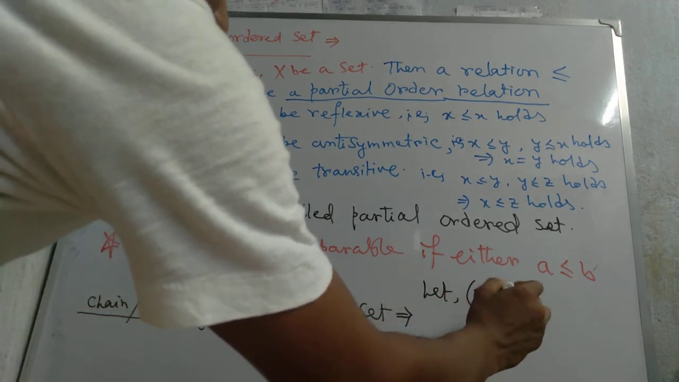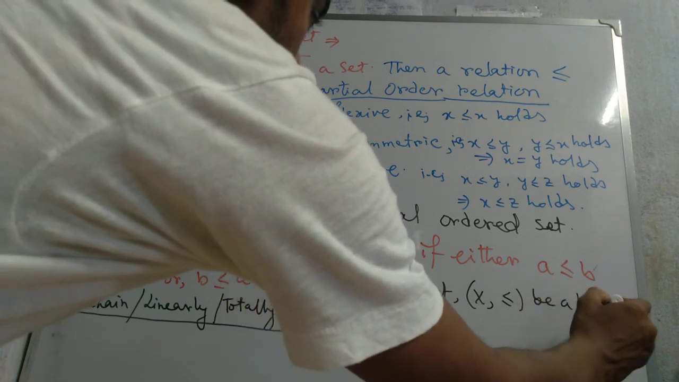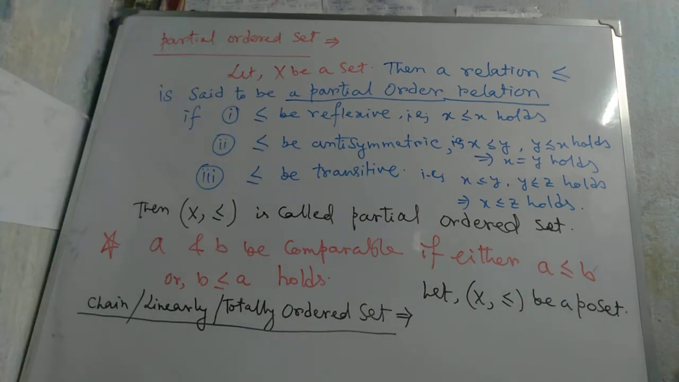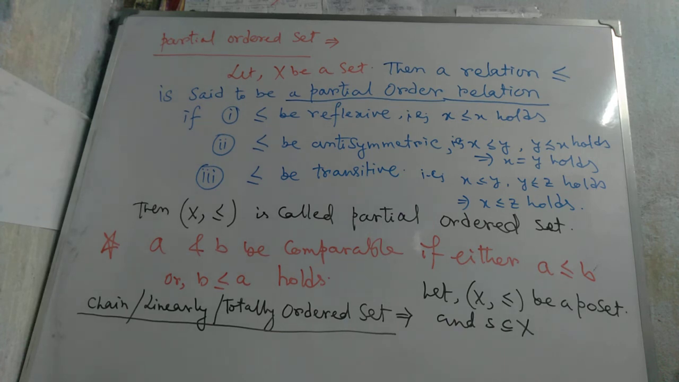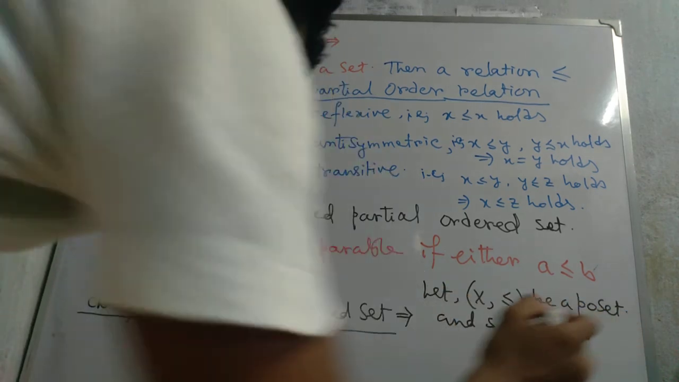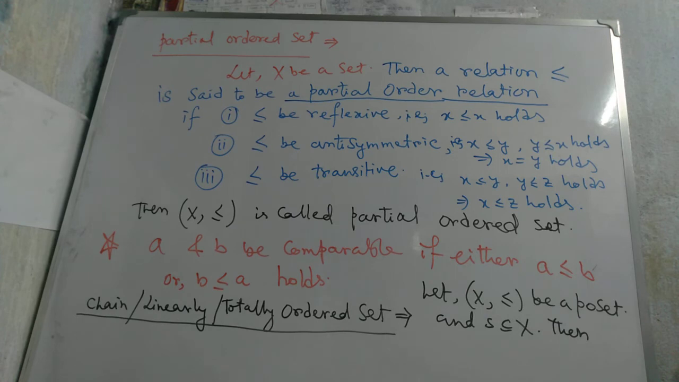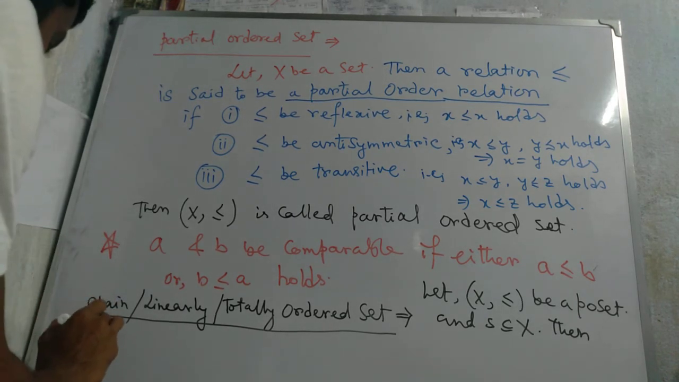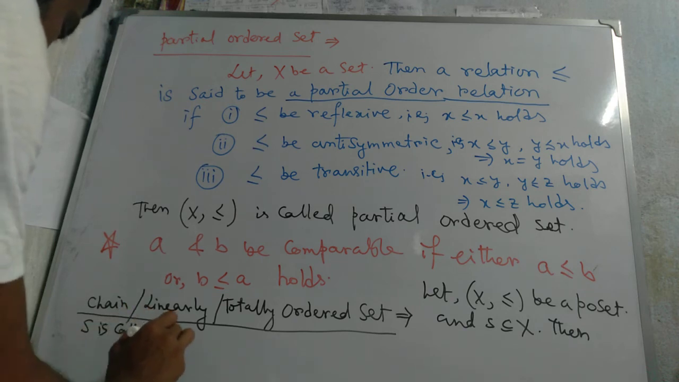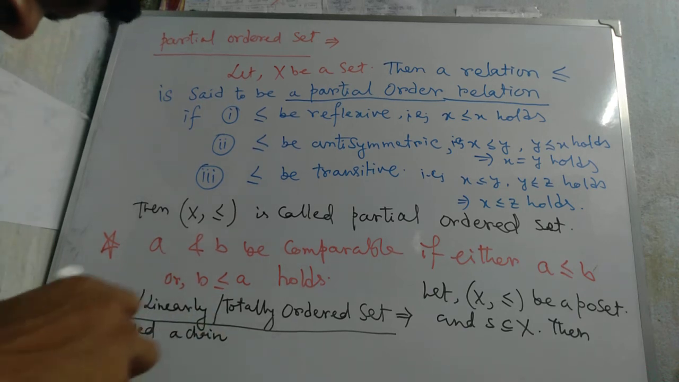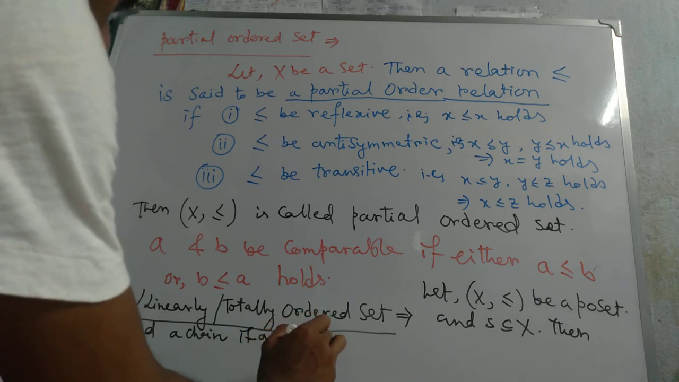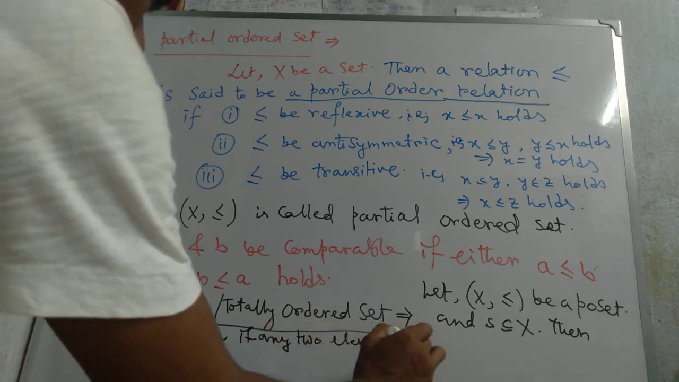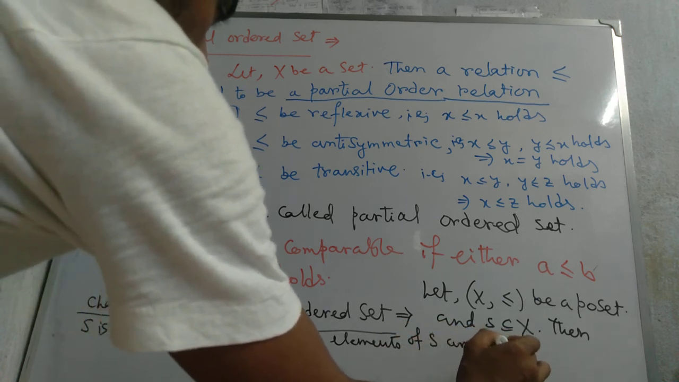Let X with less than or equal to be a poset and S a subset of X. Then S is called a chain if any two elements of S are comparable.